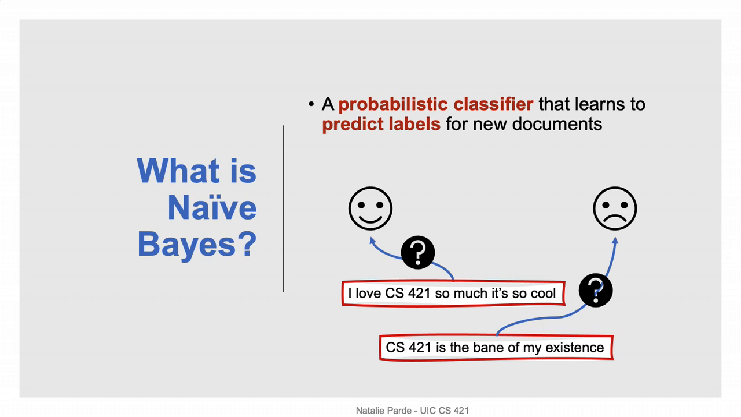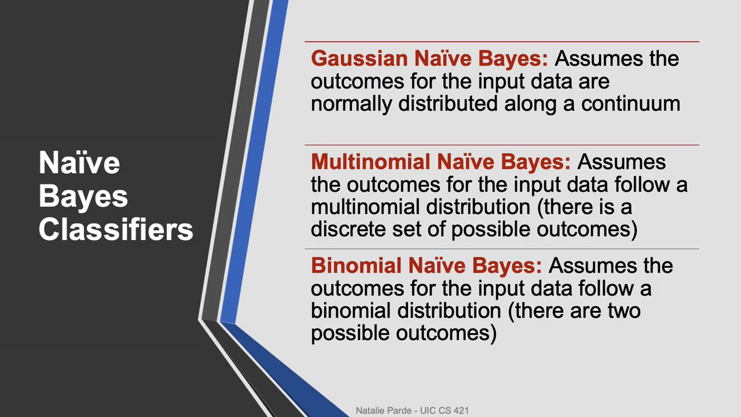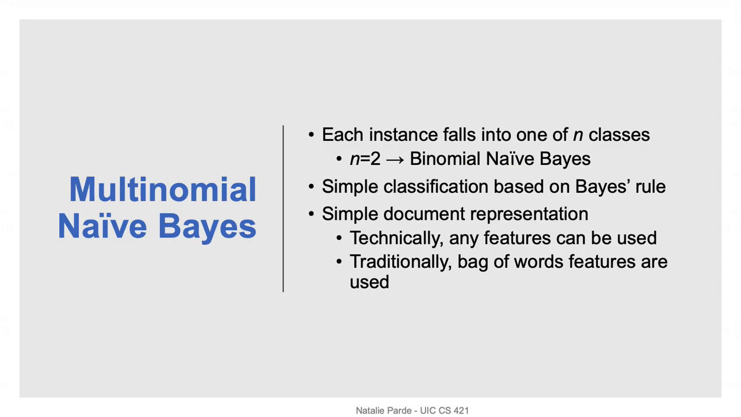Naïve Bayes is a probabilistic classification method that learns to make predictions for previously unseen documents based on patterns it has learned from existing labeled documents. For example, the classifier might learn to predict either positive or negative labels for spans of text. There are several variations of the Naïve Bayes classifier that can be used to predict continuous, categorical, or binary outcomes. I'll be focusing on multinomial Naïve Bayes in this video because it's more common and it's also just a generalization of binomial Naïve Bayes.